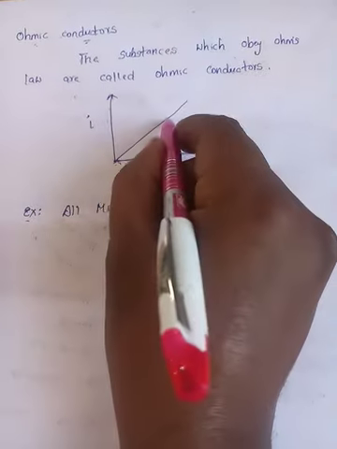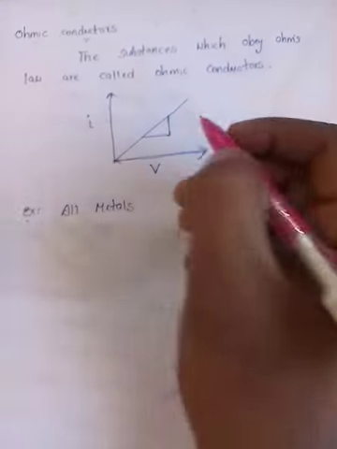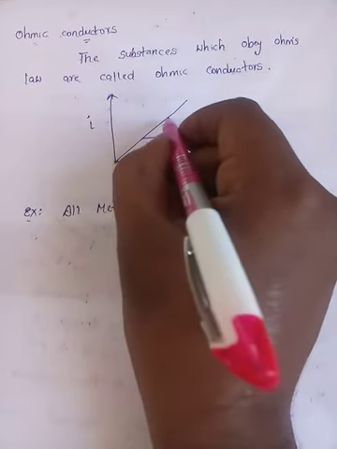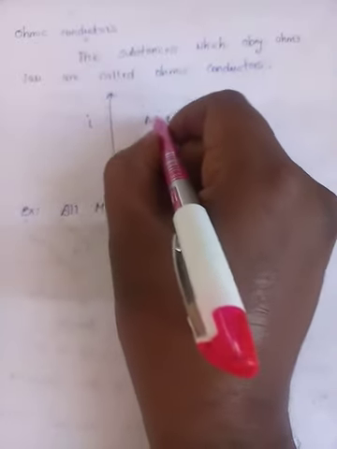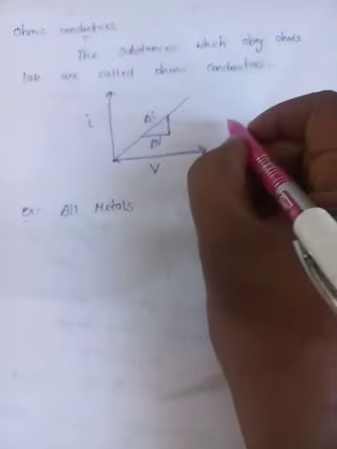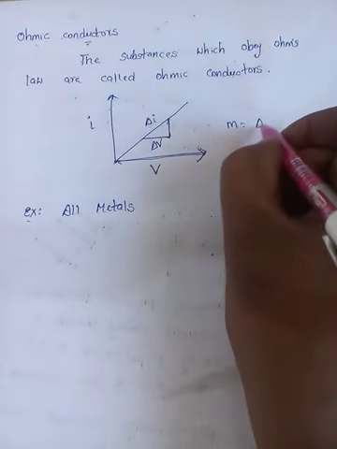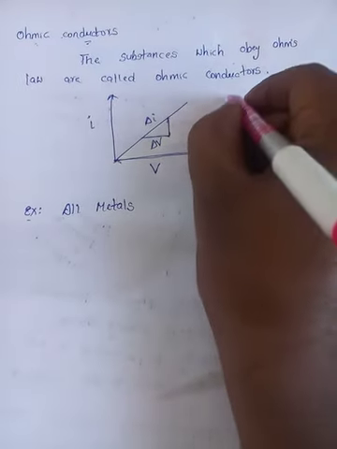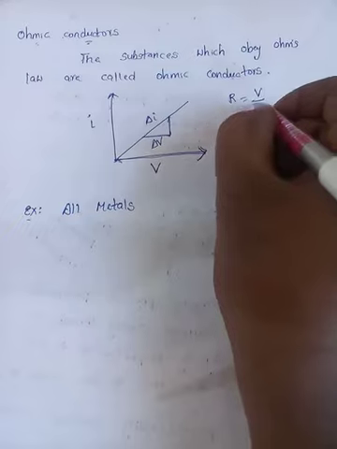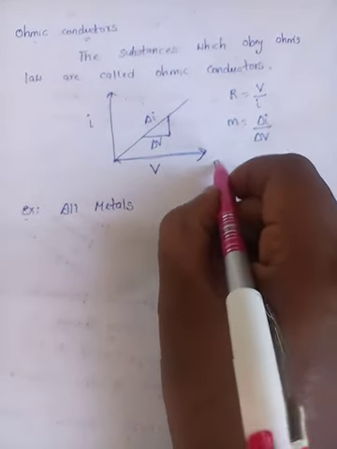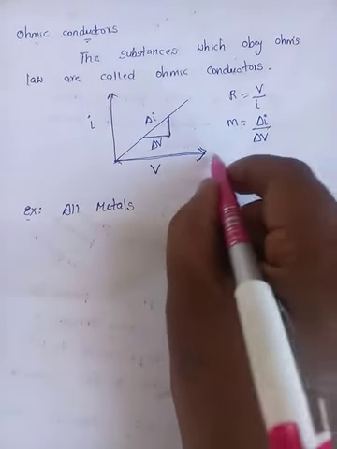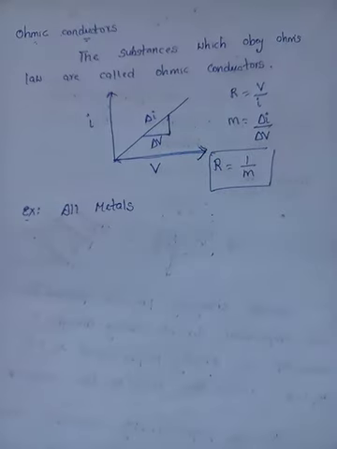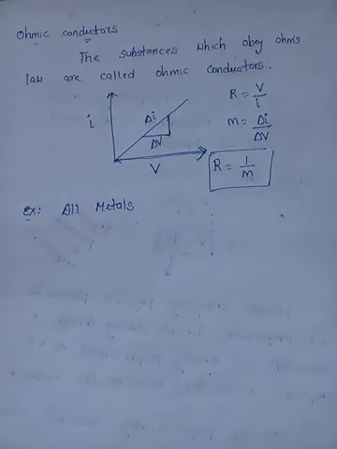And if you take the slope of this graph, what is the slope? This is delta I, this is delta V. Slope m is equal to delta I by delta V, whereas R is equal to V by I, right? So from this, the resistance of the conductor can be obtained by the inverse of the slope. So the reciprocal of the slope of the VI graph gives the resistance of the given conductor.